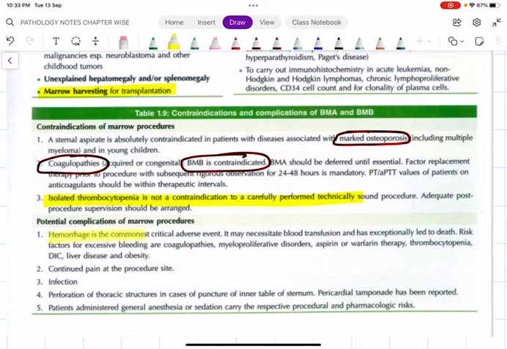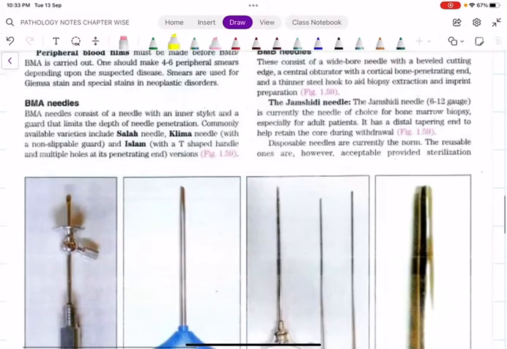The most important complication is hemorrhage, then infection, continued pain at the procedure site, and any puncture of the sternum. Sometimes the sternum will get punctured and the patient may develop pericardial tamponade. Okay. Then coming to the needles.